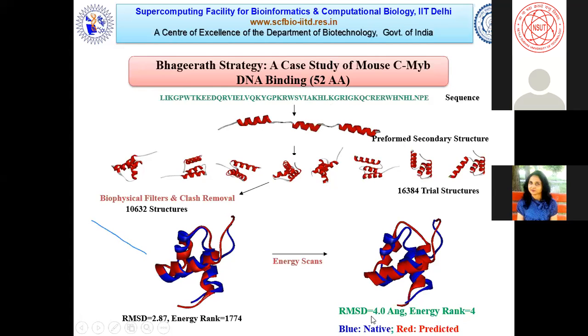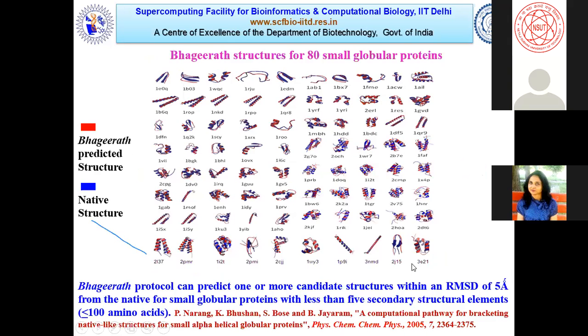If 0 RMSD is obtained, that means it's superposing perfectly. If the atoms deviate a little from the crystal, then there is a residual RMSD, 4 angstrom. 4 to 5 is what is achievable. So the energy rank is 4. Here, of course, there is a better structure, 2.87, but its energy rank is 1000, so you may discard it. The idea was, if you pull out the top 5 or top 10 or top 100 structures, do you have a structure in this basket which is close to the native? That was the question, right? The answer is apparently yes. We have done it on 80 small globular proteins, and every time we are able to get a 5 angstrom structure for smaller proteins.